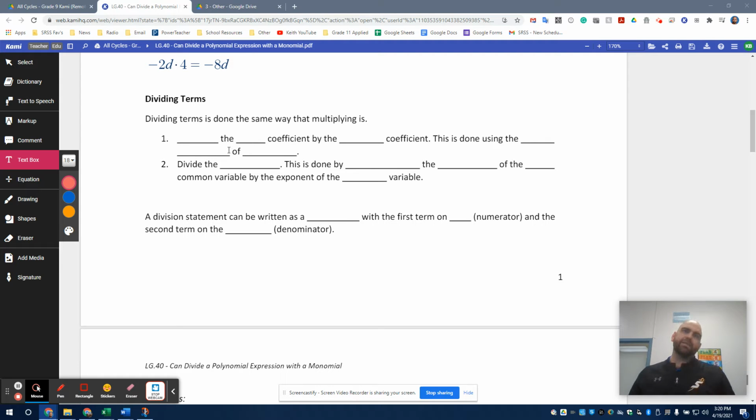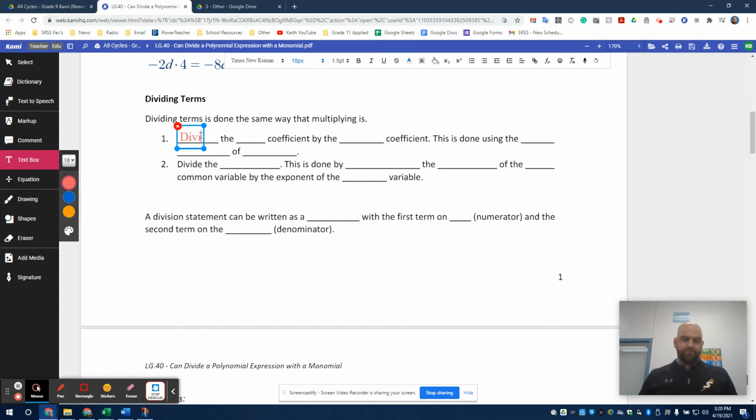Now, dividing terms is done the same way that multiplying is, except we are now dividing instead of multiplying. So with multiplying, we multiply the coefficients together. So you may be able to guess that in dividing, we're going to divide the first coefficient by the second coefficient.